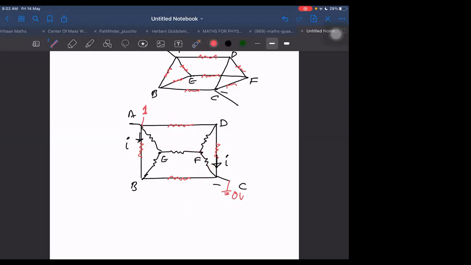It means I can say that the current in A to E, let us call it I1, then this will be I2. We can say that. Similarly, I think I can prove that if it is I3 here, then this will be I3 there also. This will be equal. So reverse. Let me check once again.